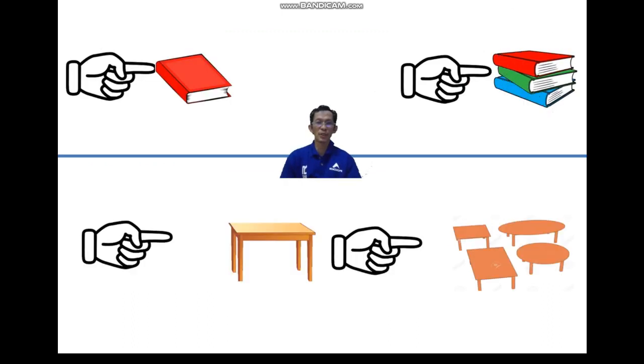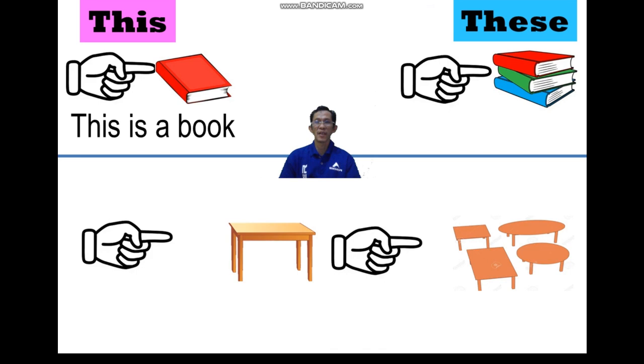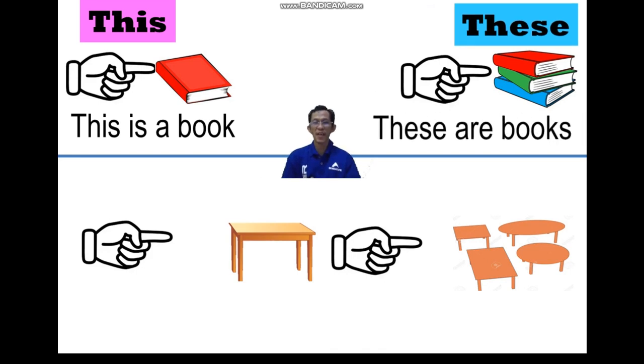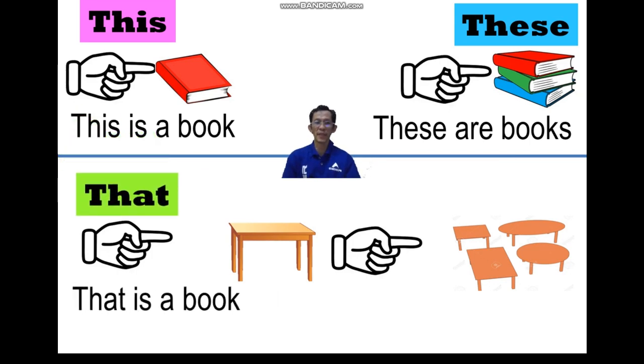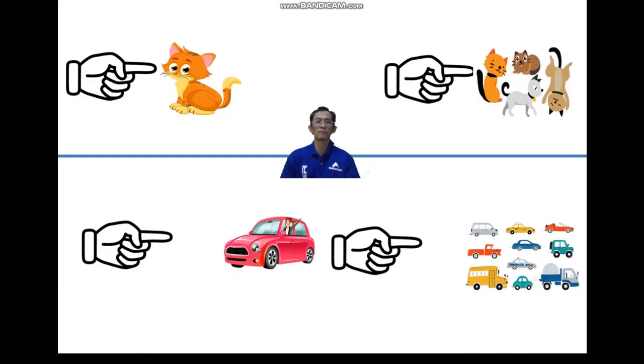Let's take a look at this example. This is a book. These are books. That is a book. Those are books.